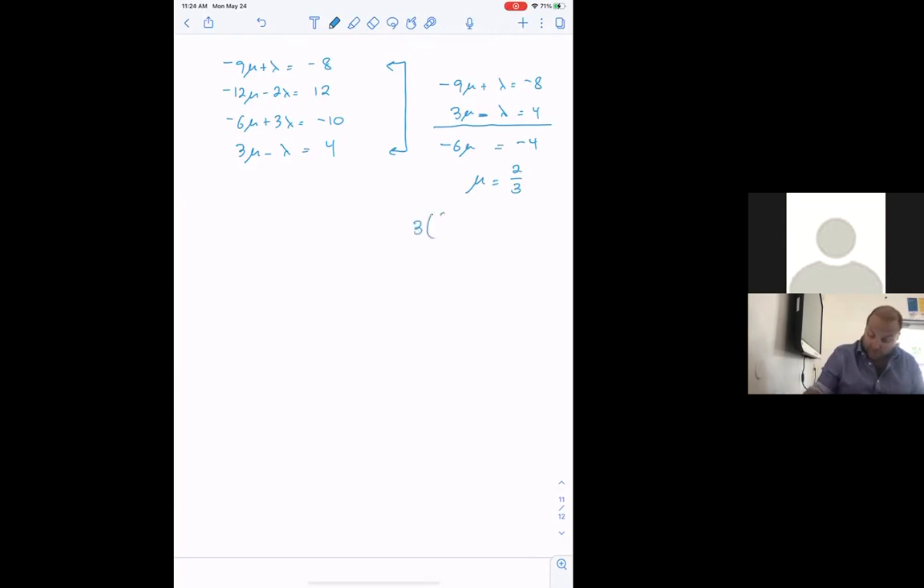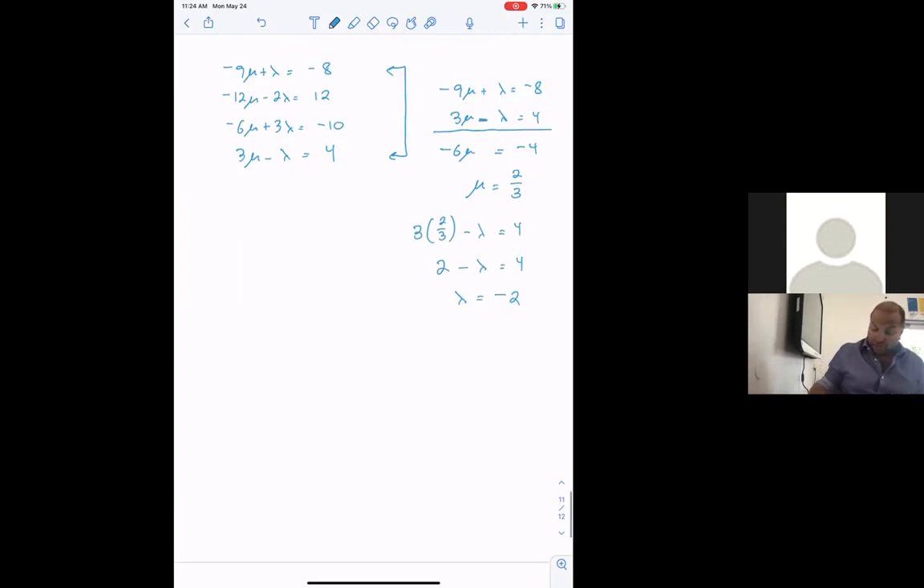3 times 2/3 minus lambda equals 4. 2 minus lambda equals 4. Lambda equals -2. So if there is a solution, mu must be 2/3 and lambda equals -2. Let's check it. The first one. -9 times 2/3 plus -2. -9 times 2/3 is -6. -6 plus -2 is -8. Ooh, we got a good situation there.